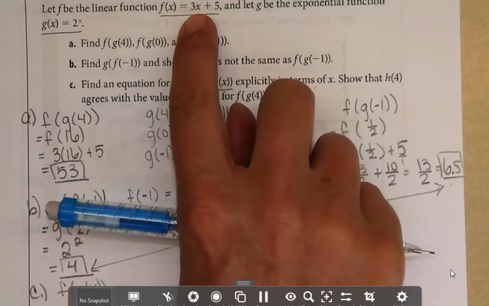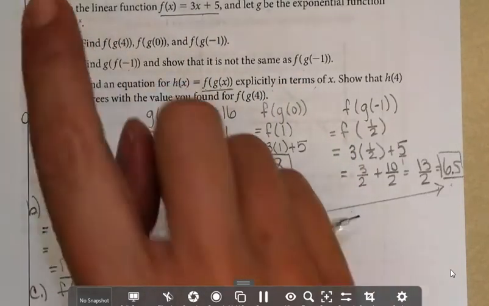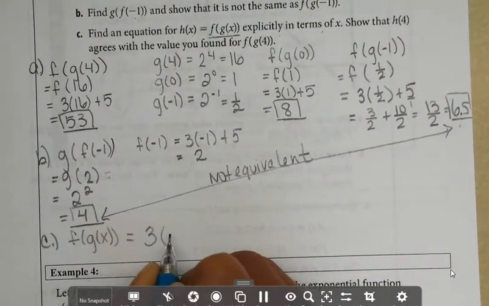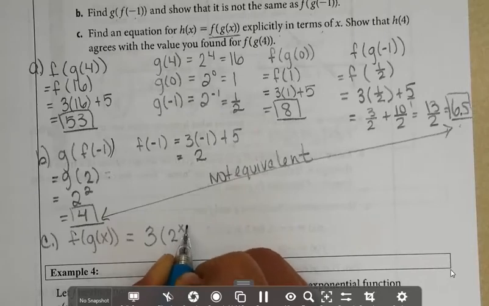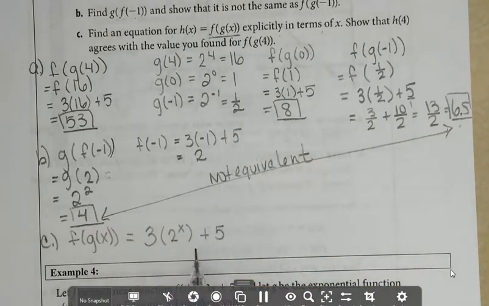Wherever I see an x, I'm going to plug in g of x. So really this is going to be 3 times 2 to the x power plus 5. So again, my f of x function is my outside function. Wherever I had that x, I put g of x, which is 2 to the x power.